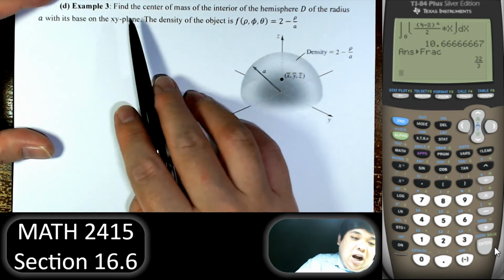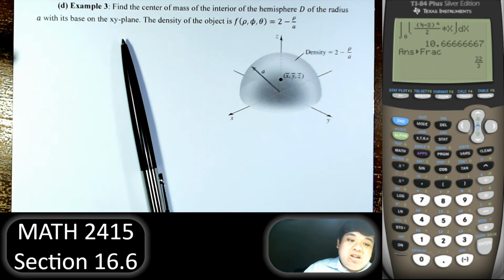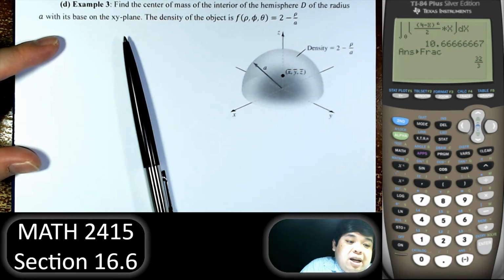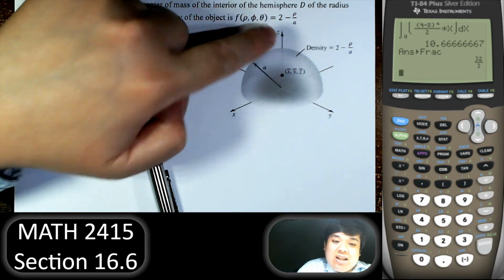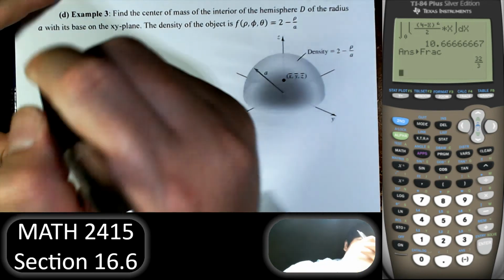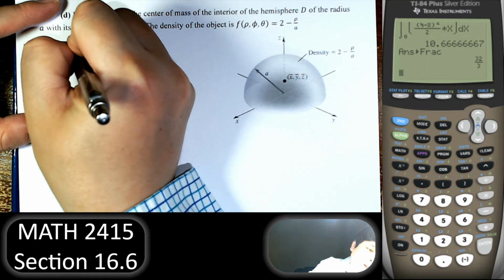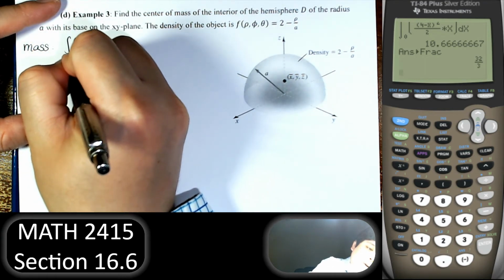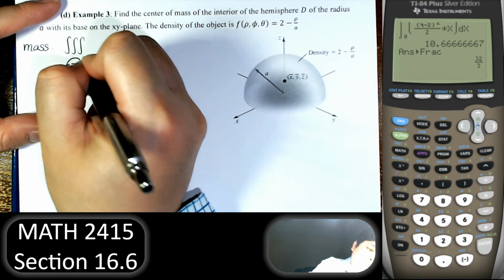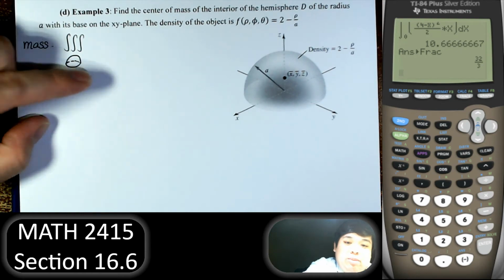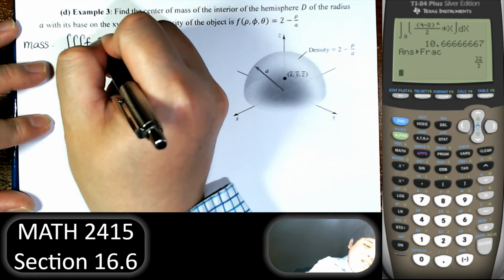Right. Find the center of mass of the interior of the hemisphere of radius a, with the base on the xy plane. So this is the upper hemisphere. The density is that. So the mass is the integral over the upper hemisphere. Yeah, that's what I mean. I'm trying to draw that. Then we have a function for density and then dV.